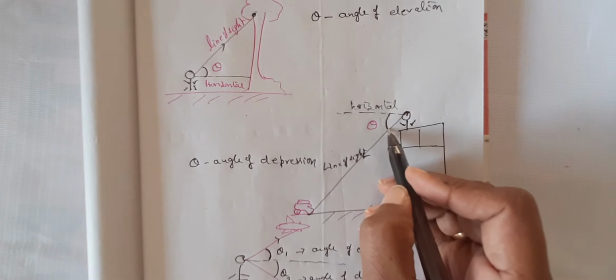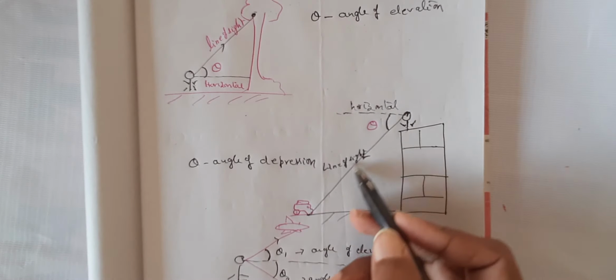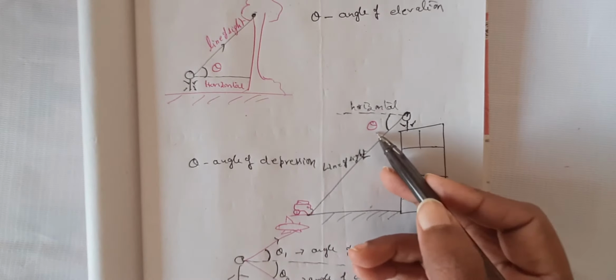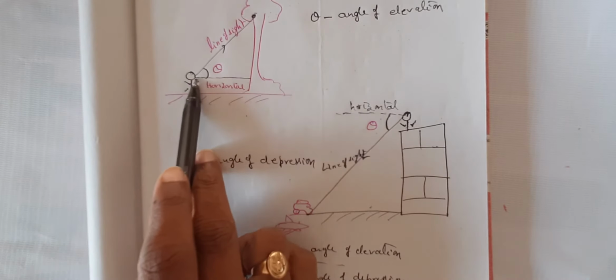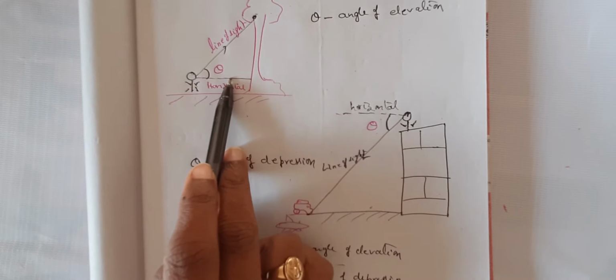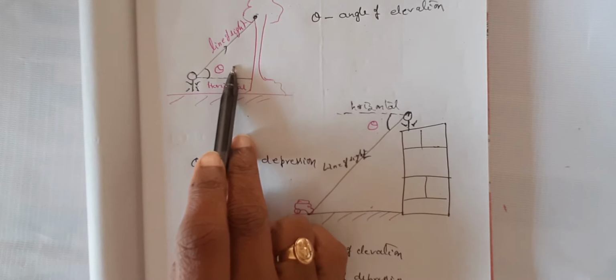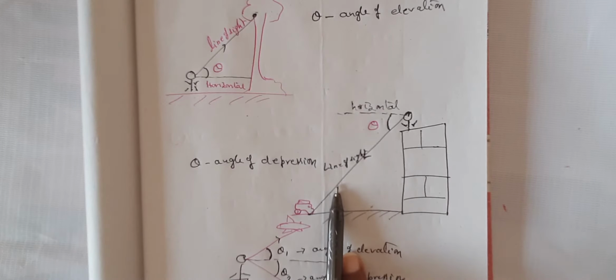The angle made by the line of sight with the horizontal in the downward direction, we call it the angle of depression. The same is the case here. The line of sight is making an angle with the horizontal, but if the line of sight is in the upward direction, then it is called angle of elevation, and this is called angle of depression.